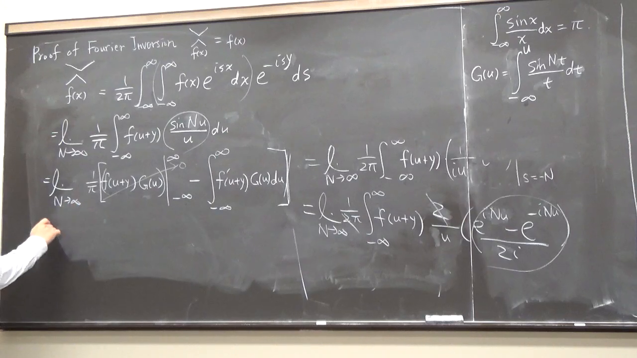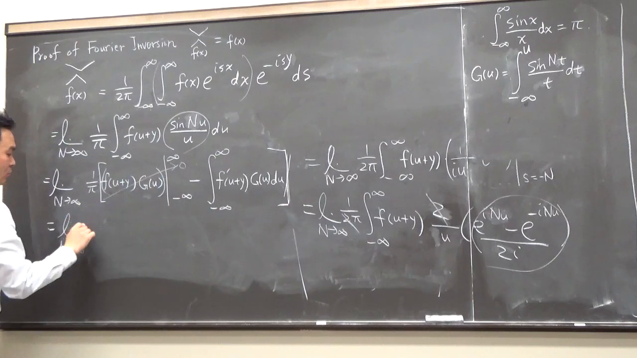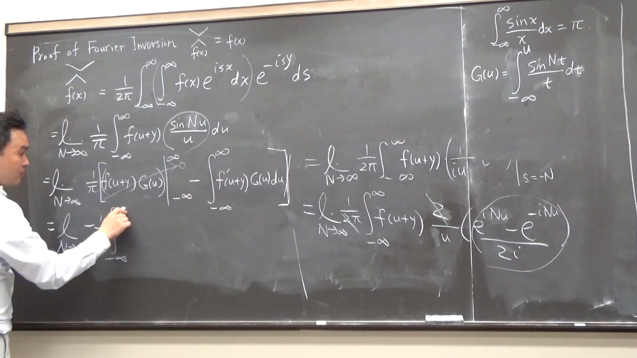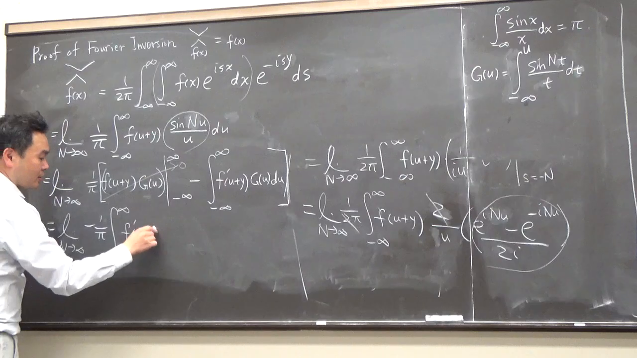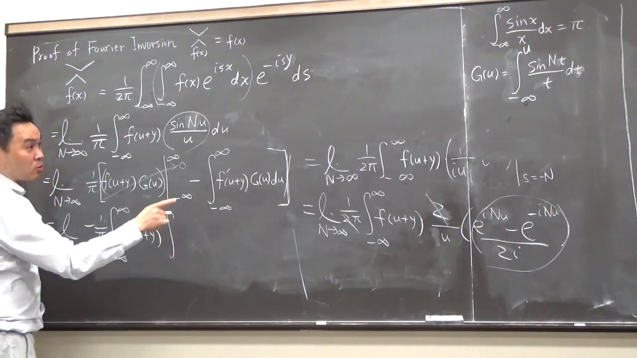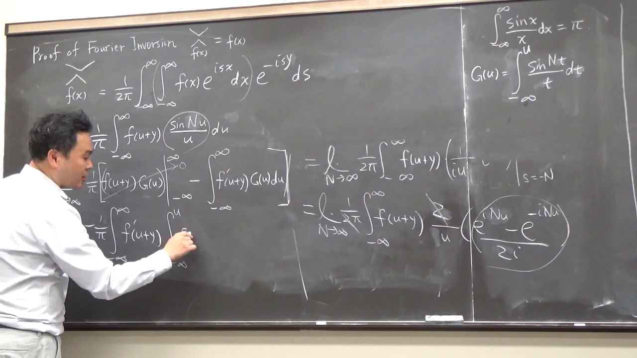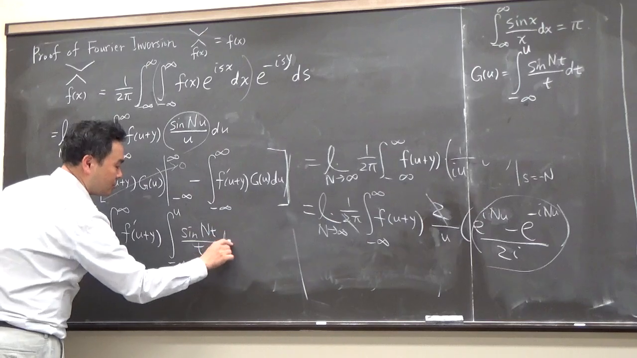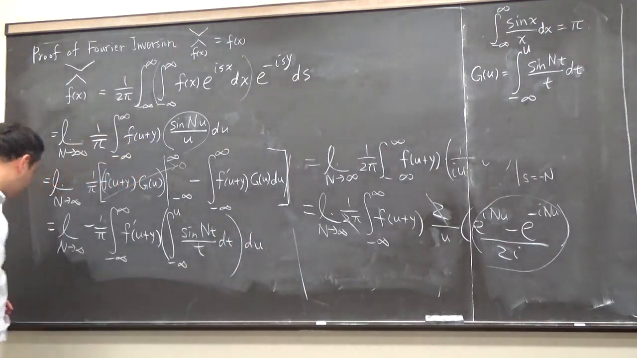And then we just have the limit as n goes to infinity of negative 1 over pi, integral from negative infinity to infinity of f prime of u plus y, times the integral of g of u, I wrote there, from negative infinity to u of sine of nt over t dt. And then you integrate by du. Okay.